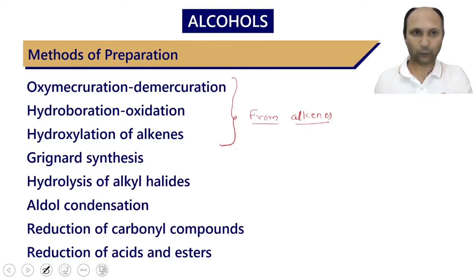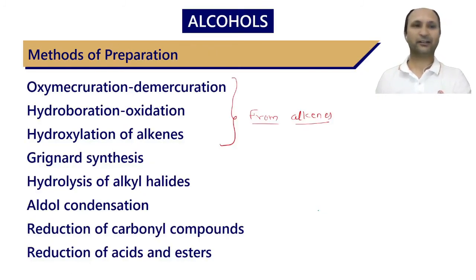So there are various methods of preparation for alcohols. Some of these are oxymercuration demercuration, hydroboration oxidation, hydroxylation of alkenes, Grignard synthesis, hydrolysis of alkyl halides, aldol condensations, reduction of carbonyl compounds, and reduction of acids and esters. Among these, the first three reactions are able to give us alcohols from alkenes.